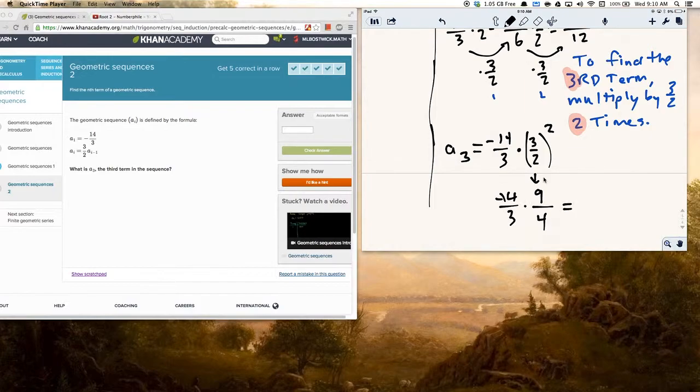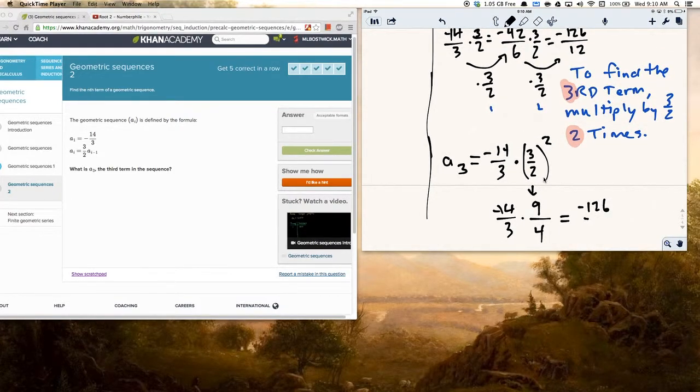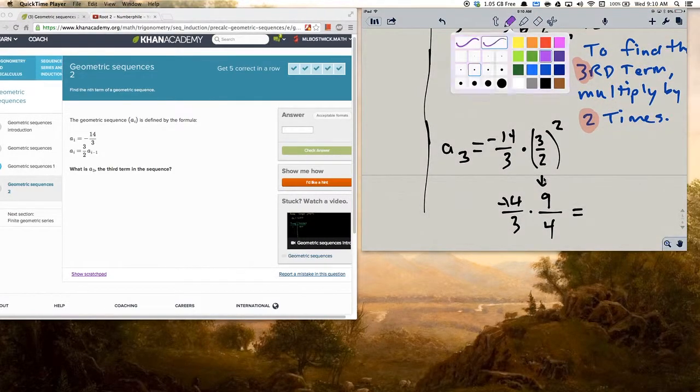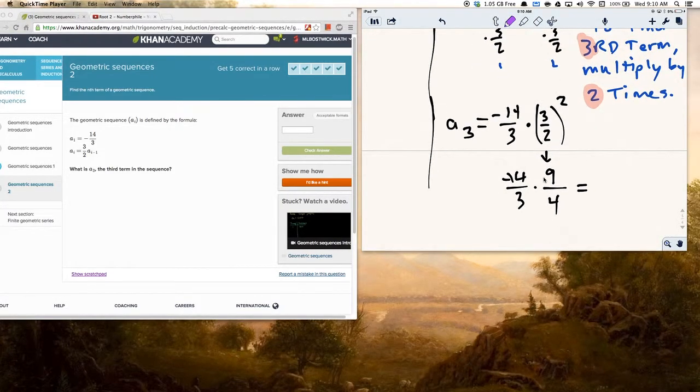I could just go ahead and bang this out, and I will definitely get negative 126 over 12. But I'm going to go ahead and do my job here, which is to reduce the fraction. This is a shortcut that you can use to reduce fractions. I'm going to notice that 14 and 4 are both even, so I'm going to divide them both by 2. This is 7. 4 divided by 2 is 2.